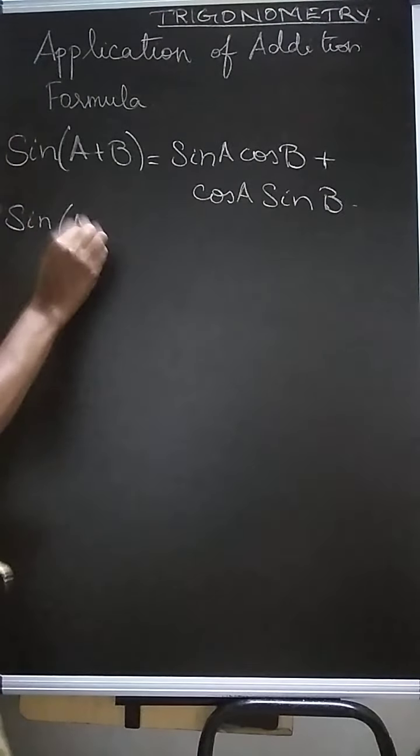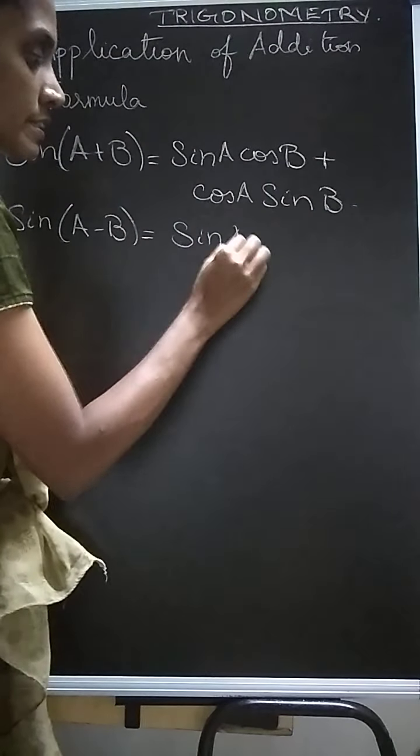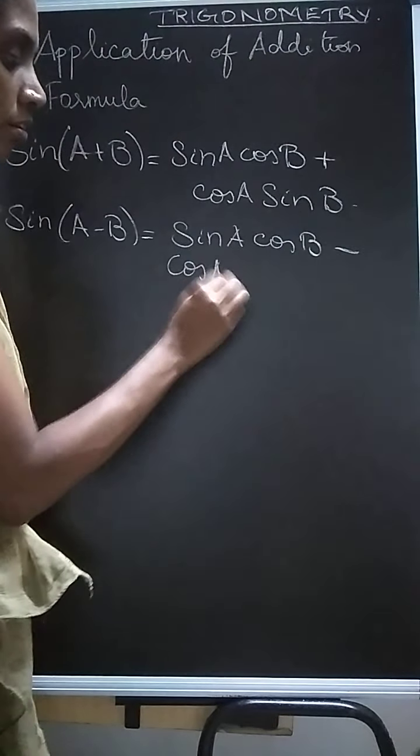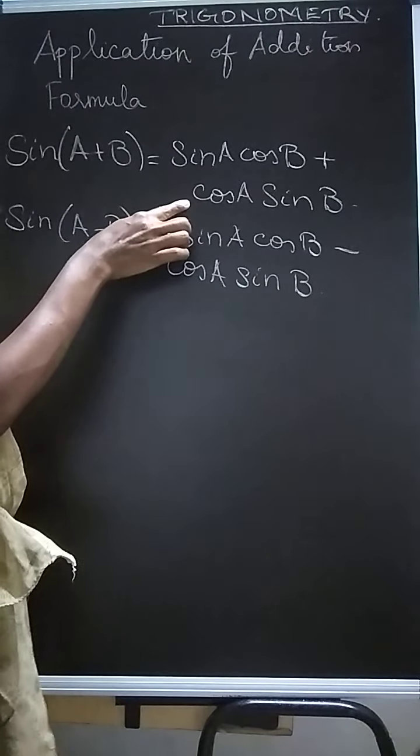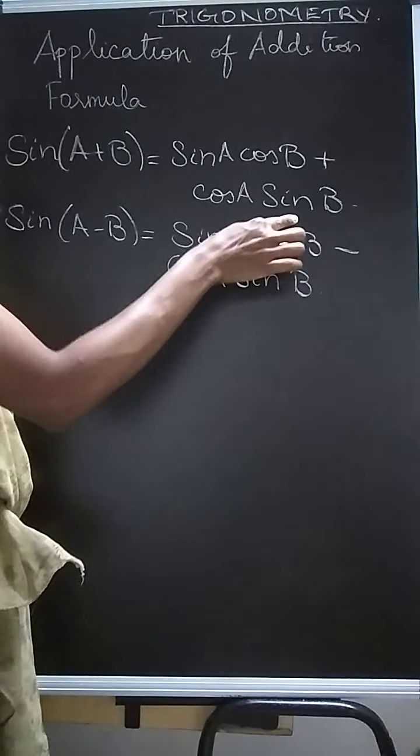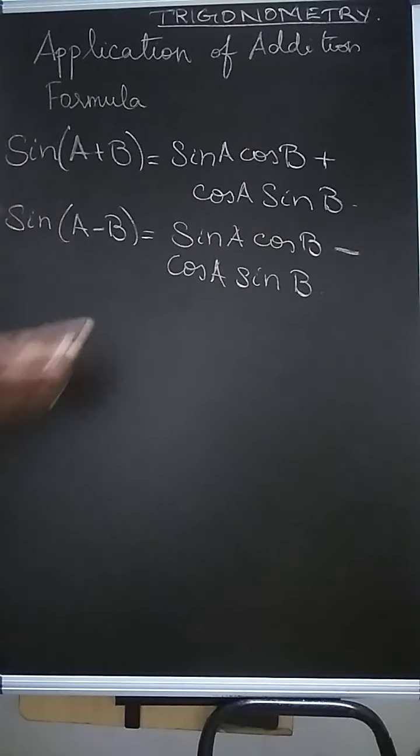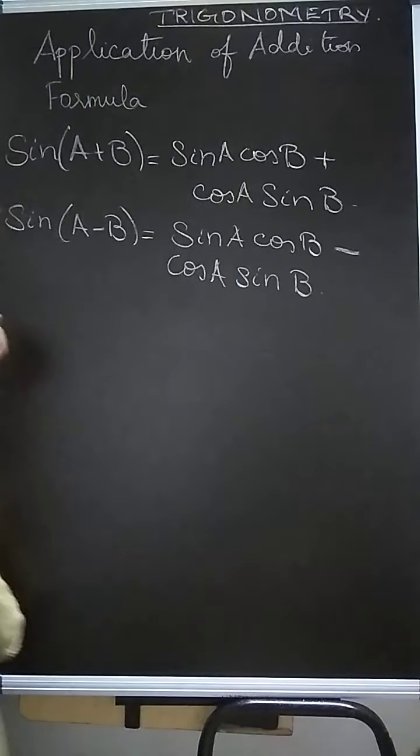Now sin(A-B) = sin A cos B - cos A sin B. You can see that this is the same thing, sin A cos B, cos A sin B. Here a minus sign is there, so we are putting a minus sign over here. So you will get the formula sin A cos B minus cos A sin B.